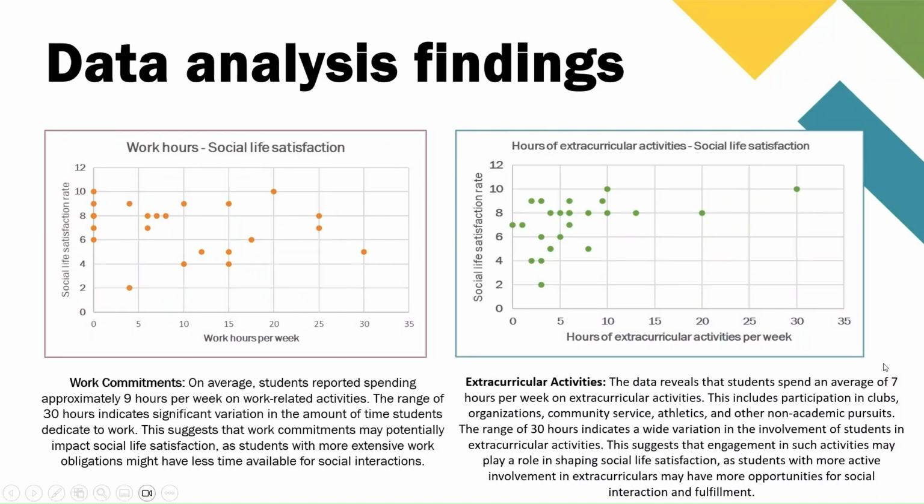The last question was about extracurricular activities per week. The data reveals that students spend an average of 7 hours per week on extracurricular activities. This includes participation in clubs, organizations, community service, athletics, and other activities. The range of 30 hours again indicates a wide variation in the involvement of students in these activities. This suggests that engagement in such activities may play a role in shaping social life satisfaction, as those with more active involvement may have more opportunity for social interaction and fulfillment.